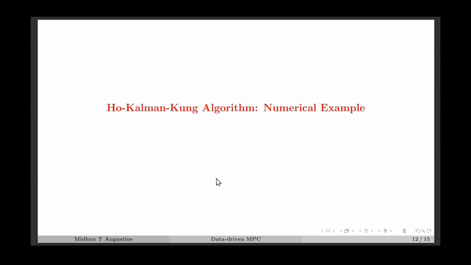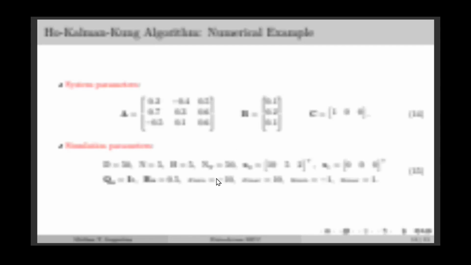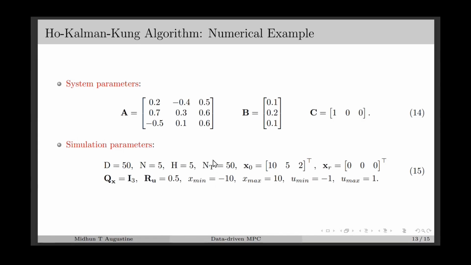Next, we move on to a numerical example of Ho-Kalman-Kung based data-driven LMPC, in which the actual system parameters are chosen as in equation number 14. The input-output data is generated by a forward simulation of the linear system with these parameters with an impulse input of length 50.